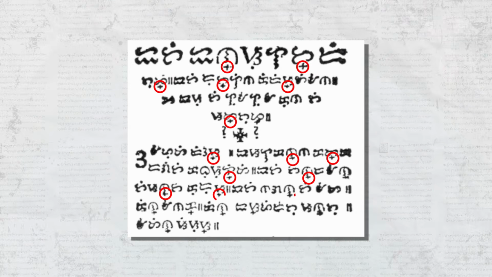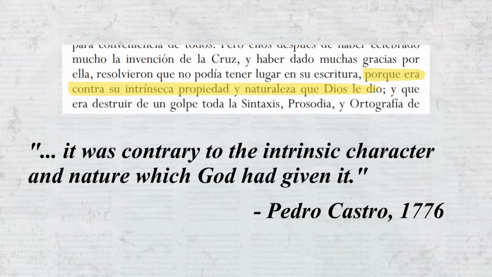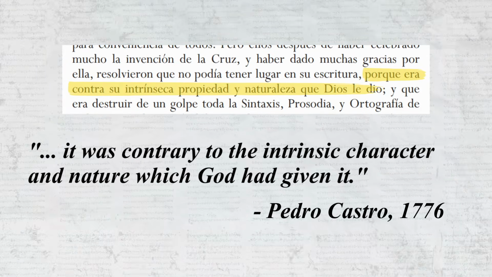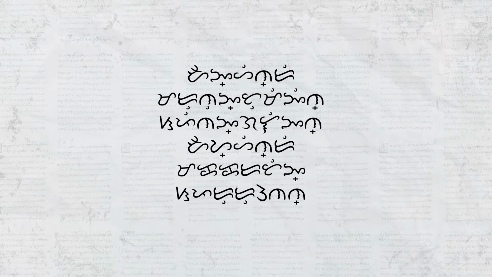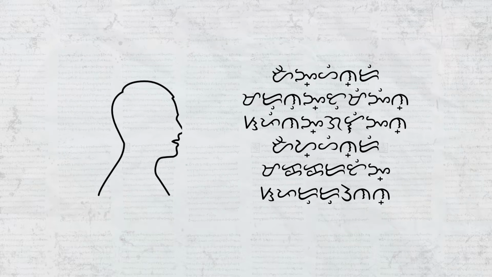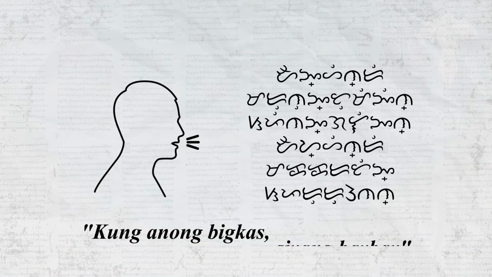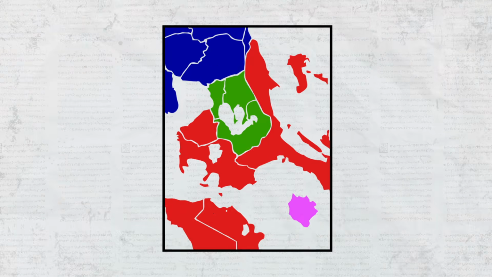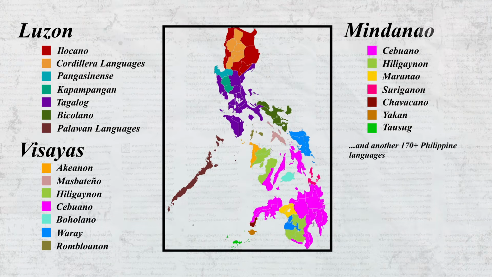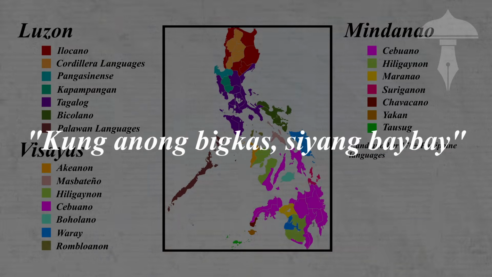But its use was too unwieldy for Filipinos, and according to them, it was contrary to the intrinsic character and nature which God had given it. In writing Baybayin, the general rule of thumb is, how you say it is how you write it, or in Tagalog, kung anong bigkas siyang baybay. But due to the number of Tagalog dialects, and the fact that there are numerous Philippine languages apart from Tagalog, this rule of thumb can be a bit difficult to follow.